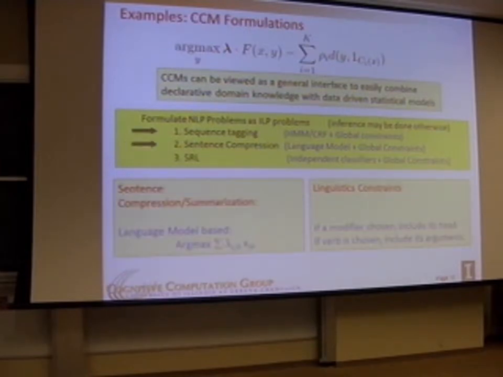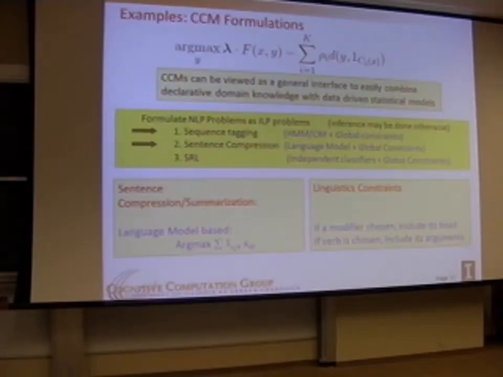Example 2, think about sentence compression or summarization. So again, the standard way of dealing with it is to learn some kind of a language model. So I'm denoting this as this linear model here, where the IJK indicates that I'm going to learn some trigrams, and I'm going to put into my summary sentence only the heaviest or the heavy components in my language model.